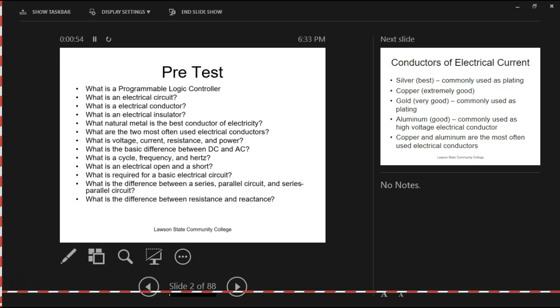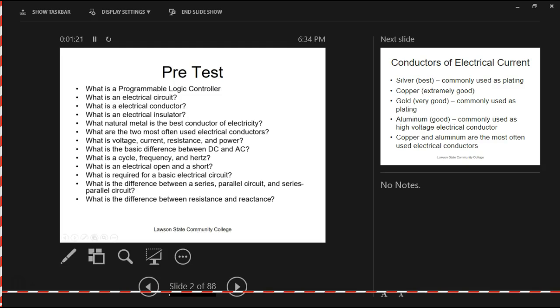In AC, we're going to deal with terms called cycle, frequency, and hertz. We need to know the difference between a short and an open. In fact, I don't think open's on here. I see that now. The requirements of a basic circuit. We need to know the difference between series, parallel, and series parallel circuits. And just a little bit about resistance and something called reactance. I don't think we're going to deal with reactance in this class at all because it won't even come into play.